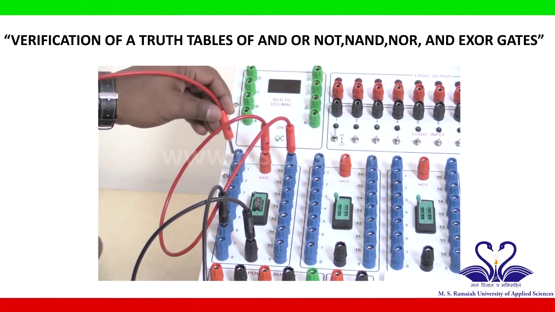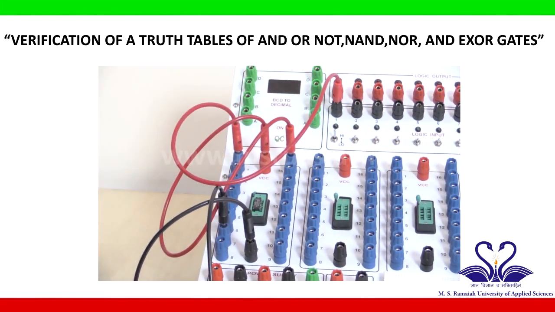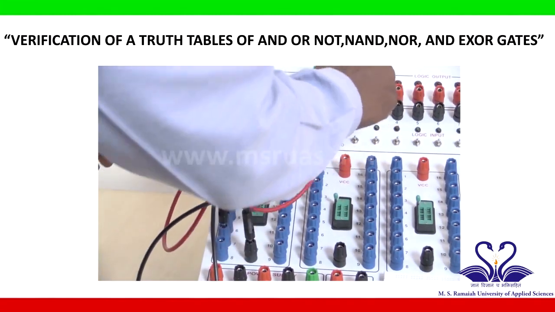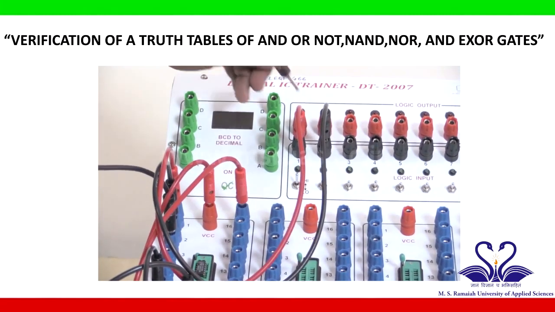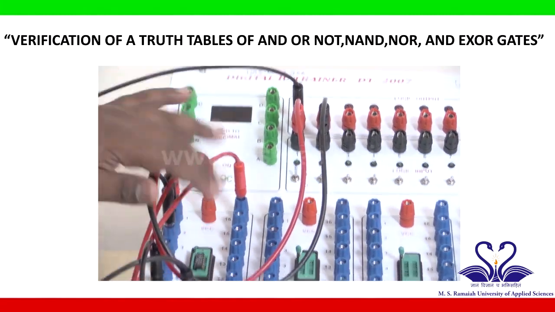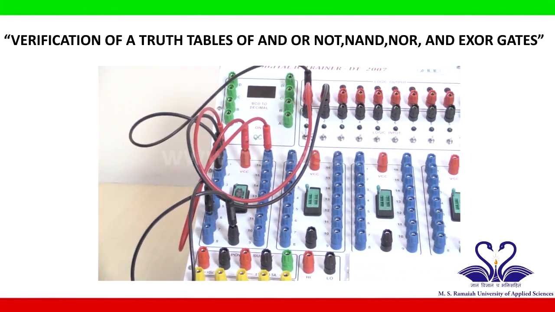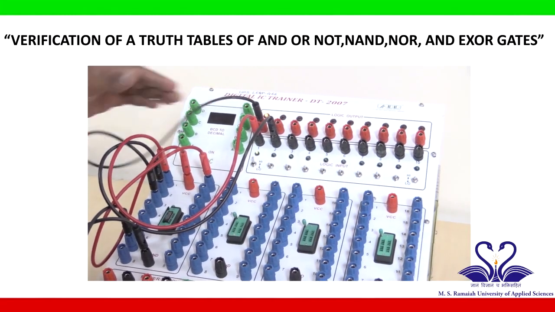Pin number 1 is connected to input. Pin number 2 is connected to one more input, and pin number 3 is connected to output. So this is the connection for a NAND gate: 2 inputs, 1 output. Now turn on the IC trainer kit. So we have 2 inputs.